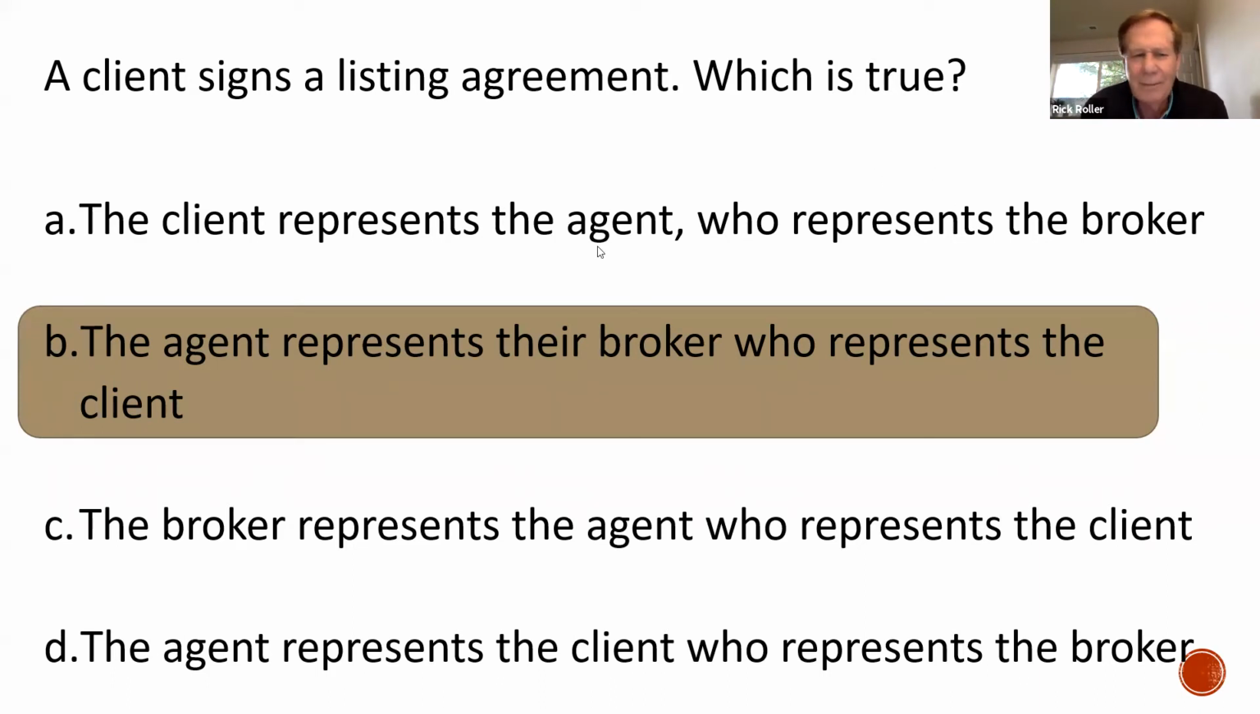Was that clear as mud? Okay. Anyway, that's the correct answer here, guys. So just understand the term agent, if it's used with agency, is different than if it's used for licensing. And let's look at the next question.